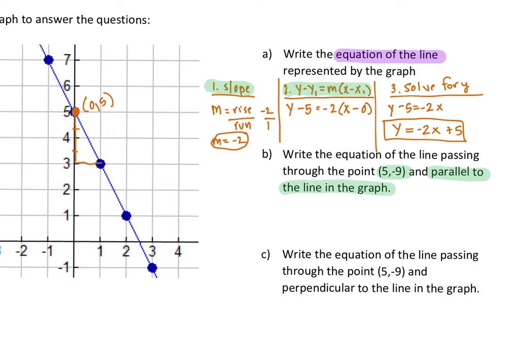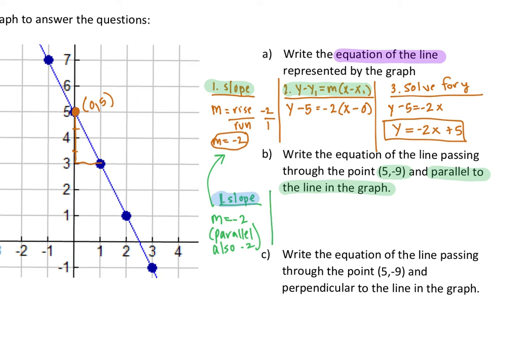So we have to first, just like we were doing before, find the slope. It's parallel to our blue line. We know our blue line slope is negative 2 from the previous problem. So if the blue line's slope is negative 2, then the parallel line is also negative 2. So that is our slope.